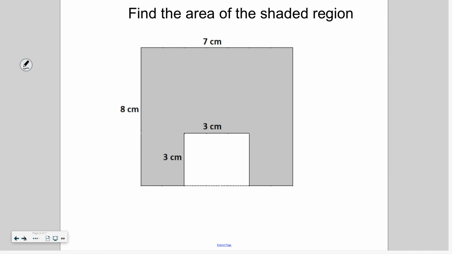So go ahead and try that with this one. Find the total area and then subtract the white portion to find what's left over for the shaded area. So go ahead and pause now and then press play when you're ready to check your work.